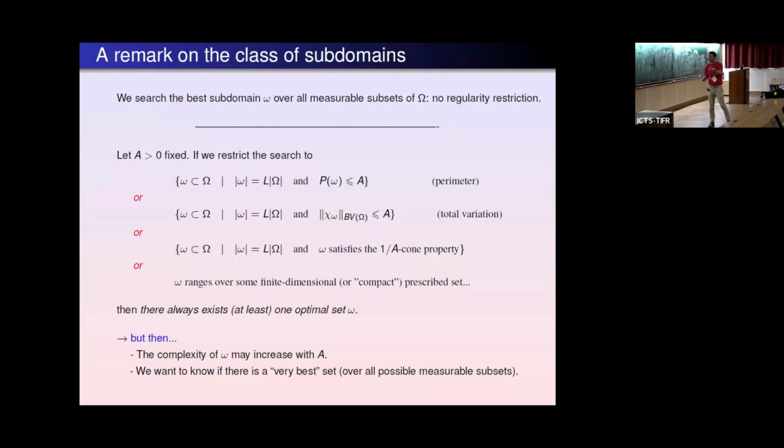But in our works with Privat and Zuazua, we wanted absolutely to avoid putting any such assumption. And I will show, by the way, in the rest of the talk, that if you put such an assumption, you get an existence of an optimal set. But maybe then if you let the bound capital A here, for instance, tend to infinity, then probably you will see the complexity of the set increase.